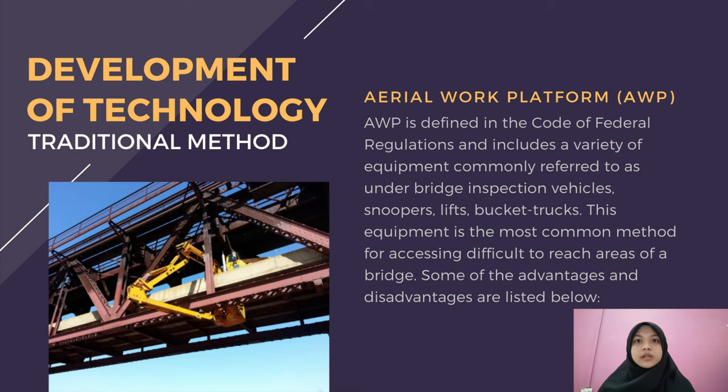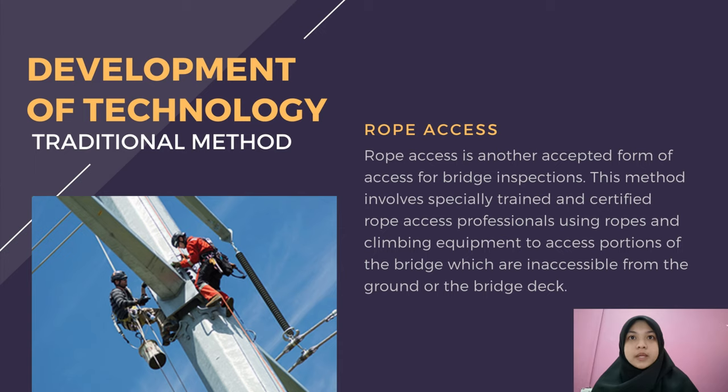Aerial Work Platforms, or AWP, is defined in the Code of Federal Regulations and includes a variety of equipment commonly referred to as underbridge inspection vehicles, snoopers, lifts, bucket trucks. This equipment is the most common method for accessing difficult to reach areas of a bridge. Some of the advantages of AWP are the ability for the inspector to be within arm's reach of bridge components, its availability, reliability, and versatility. But there are also some disadvantages, which are high capital and maintenance costs, safety of inspector and public, and bridge weight restriction.